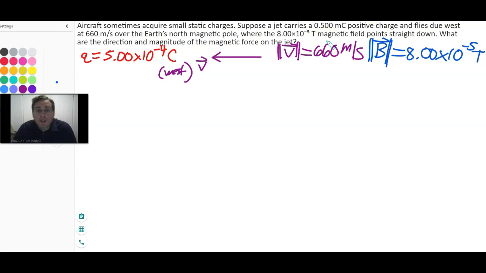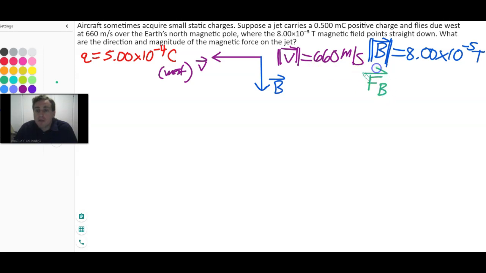Okay, and then we also know it's going to point straight down. So let's call this right down. It's going to be like so. Straight down, and that's the magnetic field vector, B. So what are the direction and magnitude of the magnetic force on the jet? The magnetic force we know should be F sub B. So we want to know the magnitude of F sub B, and we also want to know the direction. Now let's see if we can calculate the direction.